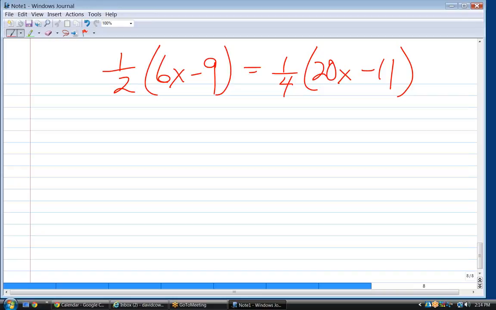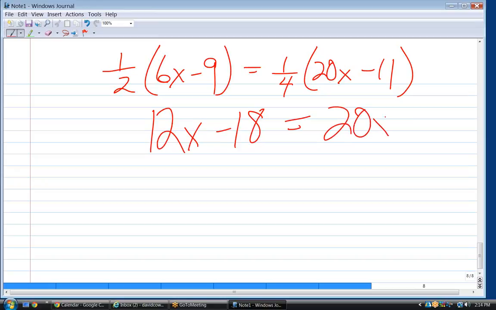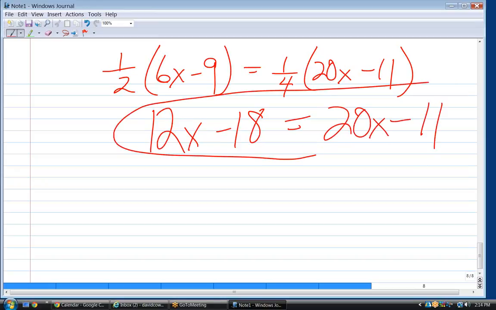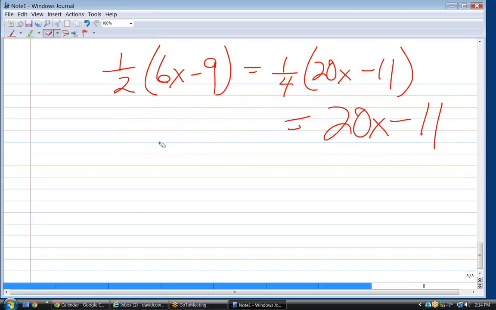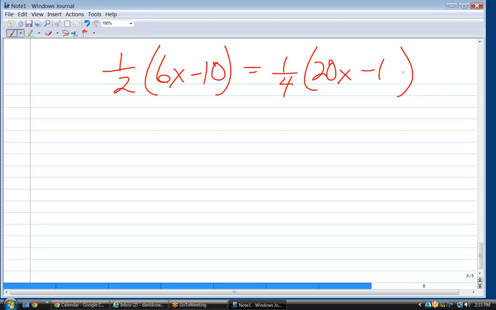How can I get rid of all the denominators in one step? I would multiply both sides by 4. Good. That gives me 12x minus 18 equals 20x minus 11. And now it becomes a very simple problem. Okay. So normally my first step is to get rid of denominators, always. But with this particular problem, you don't really need to get rid of the denominators. You can distribute it and still end up with whole numbers. You don't end up with fractions anywhere.